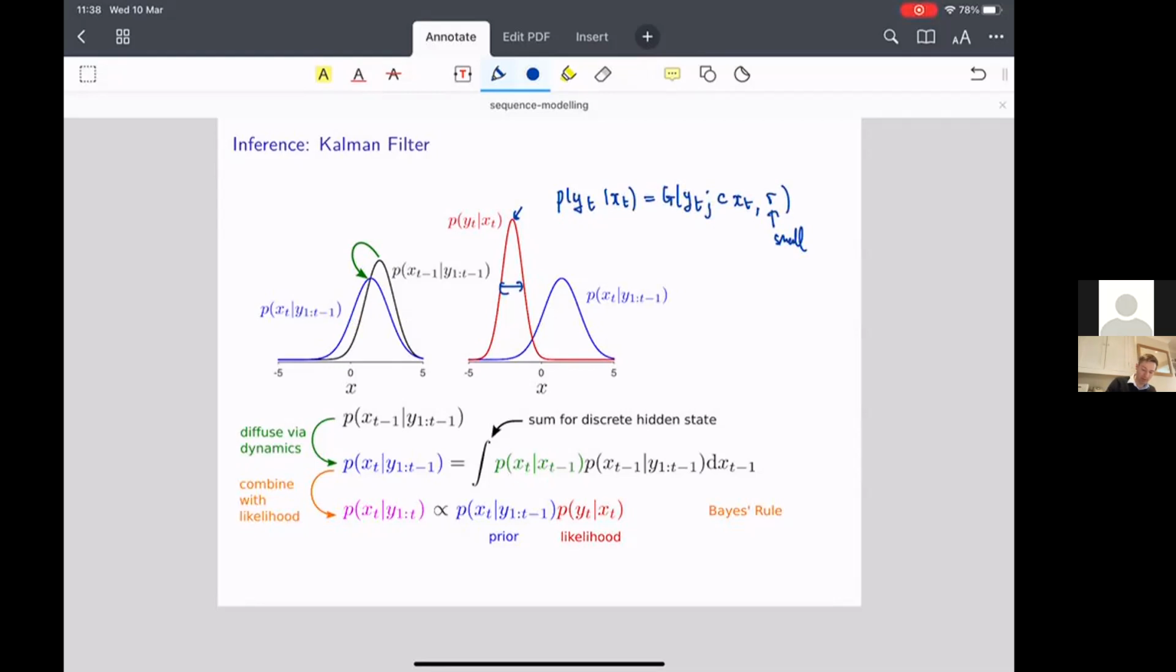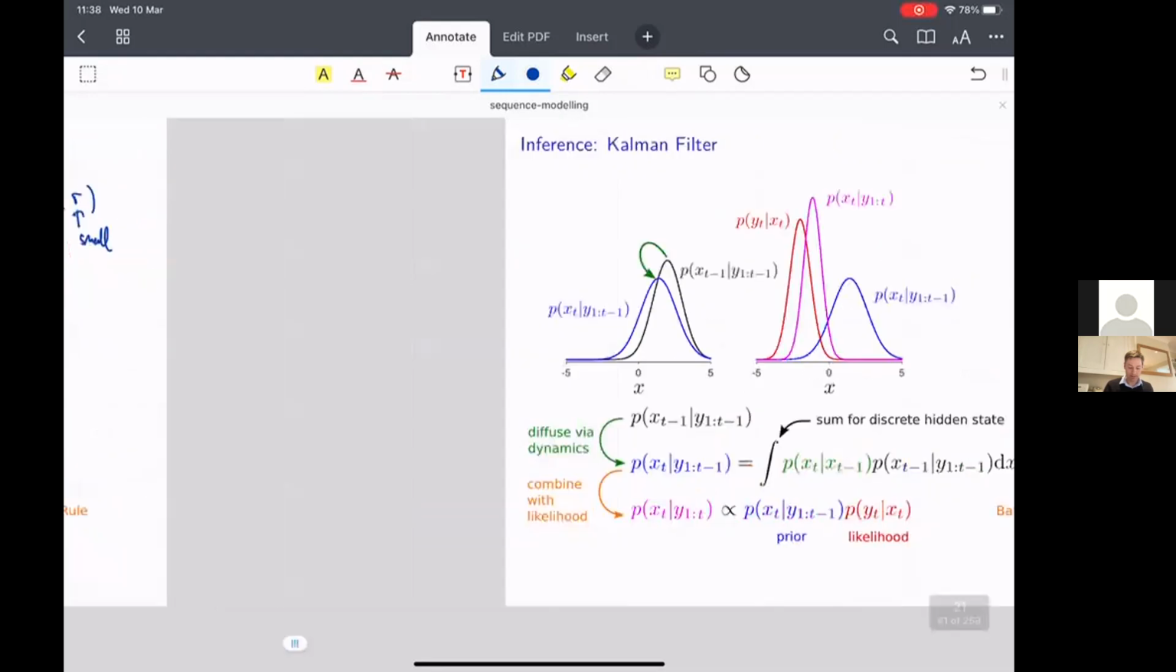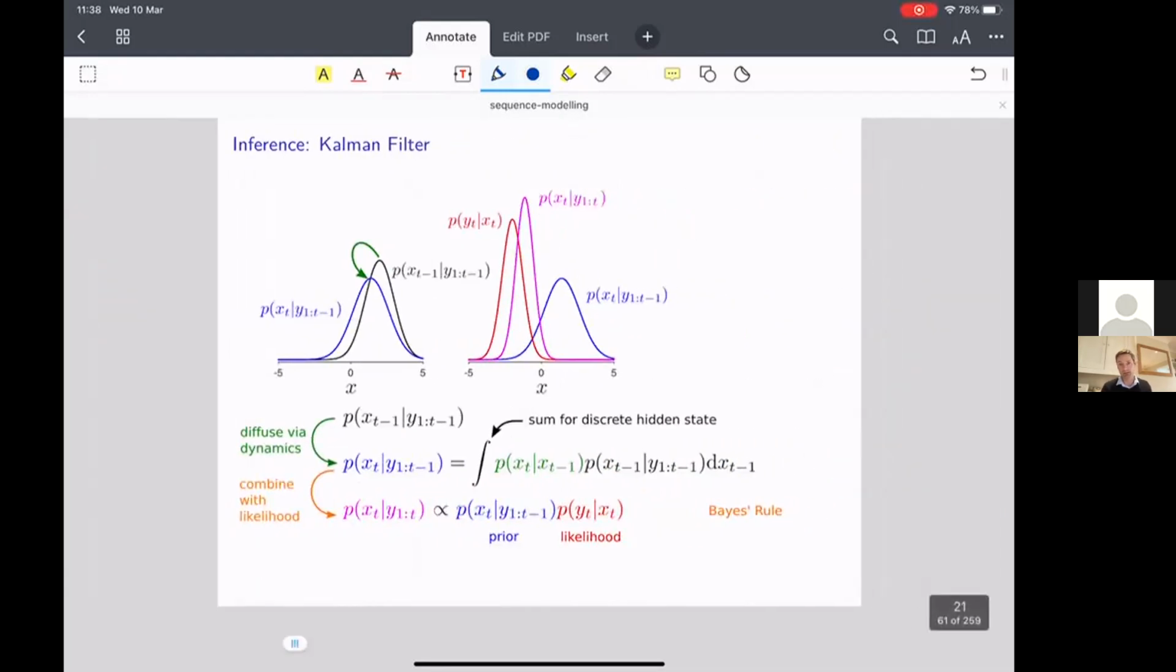Now we just need to multiply this likelihood by the prior and renormalize. When we do that, we'll get something that looks a bit like this. It will have a mean which lies between the two Gaussians from which it was made. And because both of these are giving information about x of t, it'll actually be a little bit sharper than both of these Gaussians. You can see it's sharper because its peak is higher. If things are narrower, they have to be higher to maintain their integral being 1. And this is our new filtering distribution.